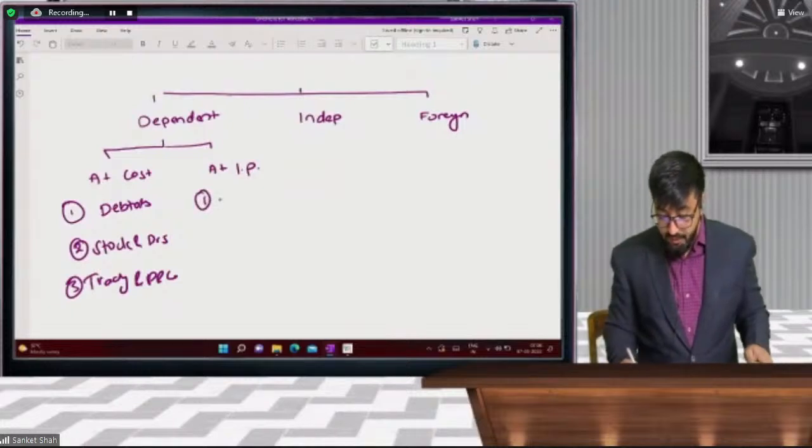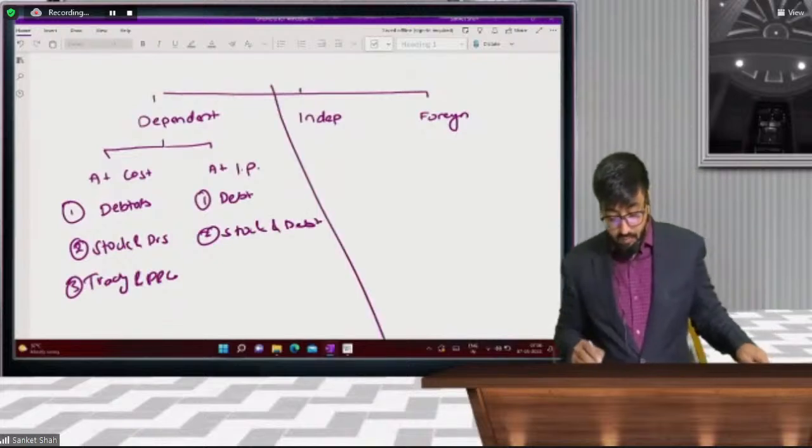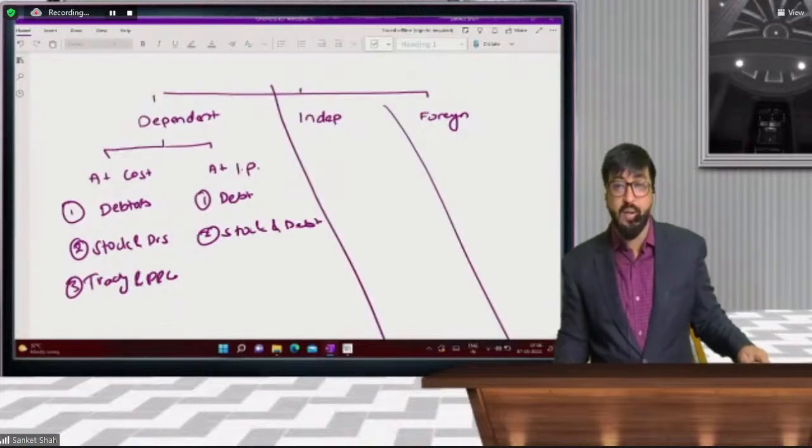After getting this debtors method and stock and debtors method, there are only two methods. So we are now at dependent branch. Independent branch we have not yet started, and today we are going to start with foreign branch. So today I will tell you the theory of foreign branch after break.